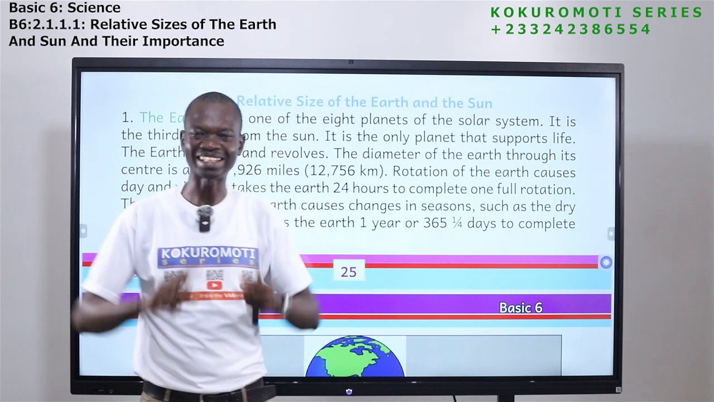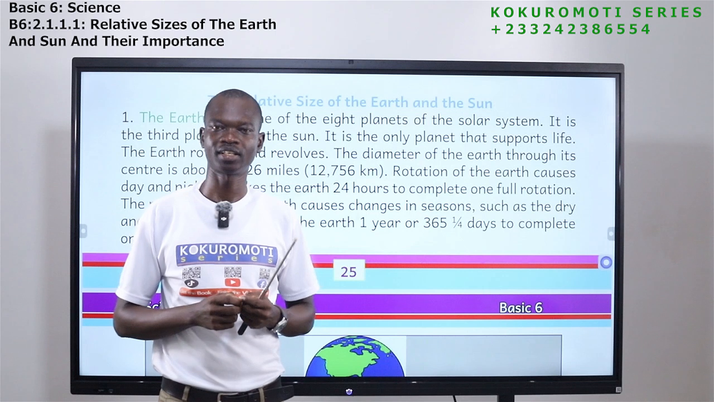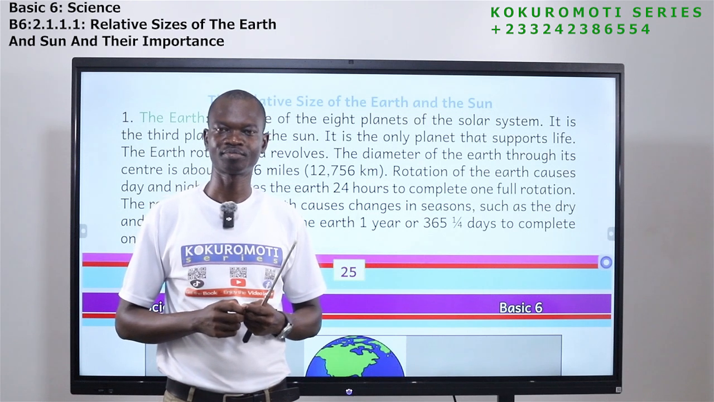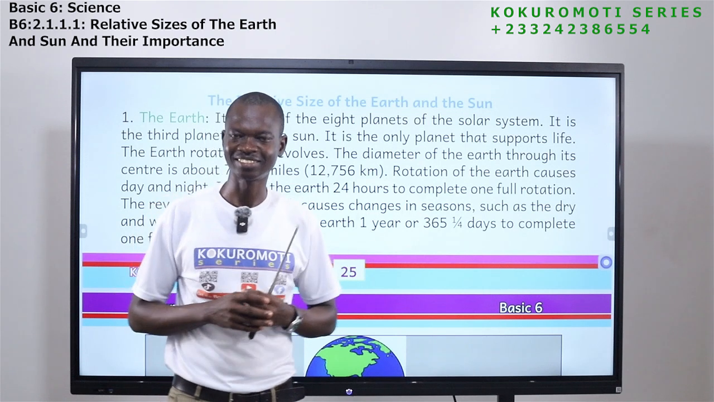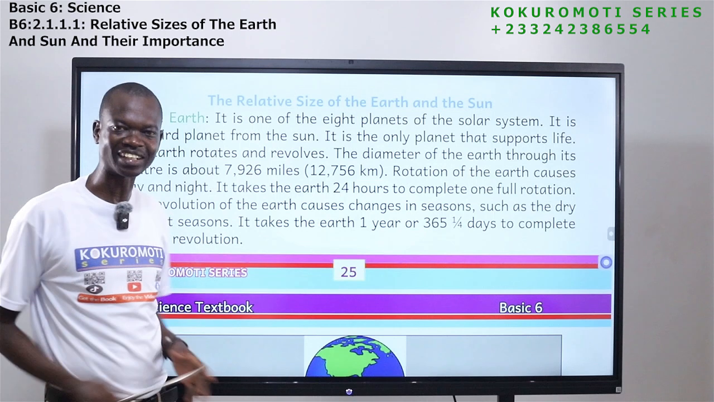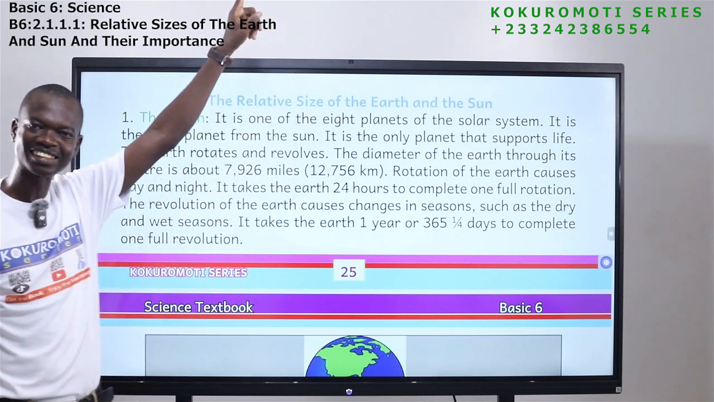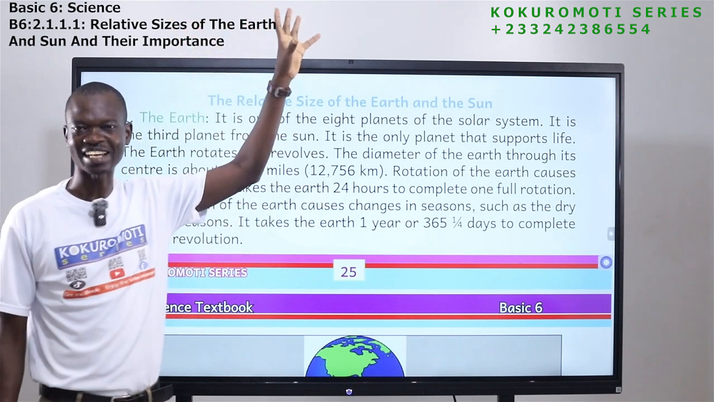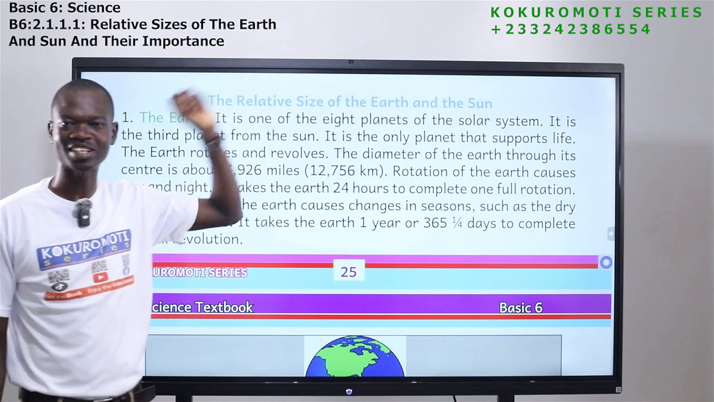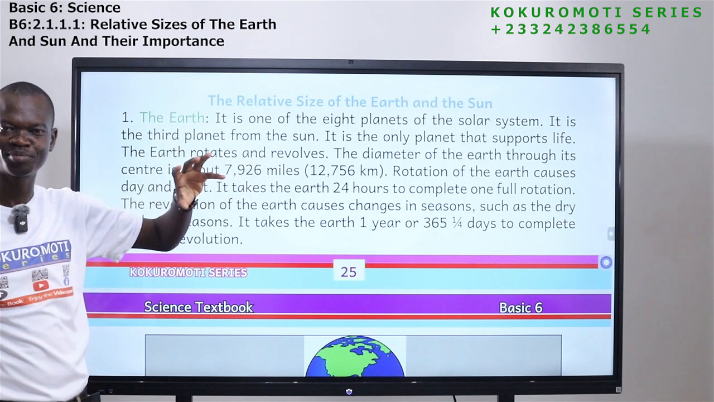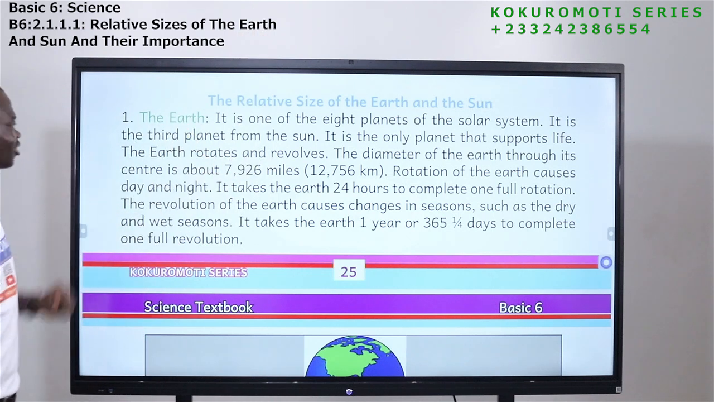Now we are looking at the size of the Earth. Is it bigger than the Sun? Because we are on the Earth, look at where the Sun is. We can even describe the size of the Sun. But is it the actual size? No. Let's look at the Earth before we go to the Sun.